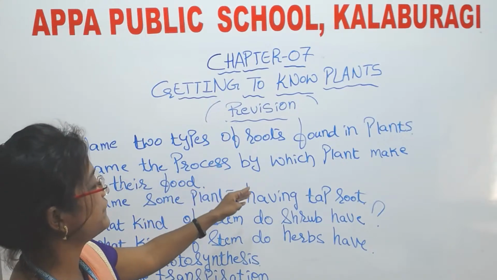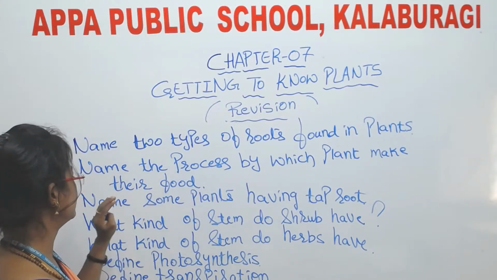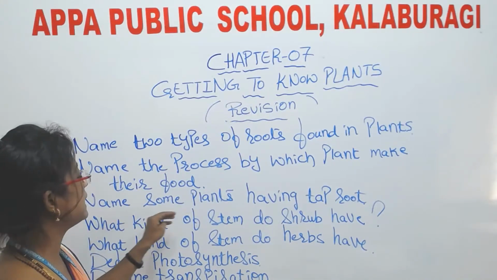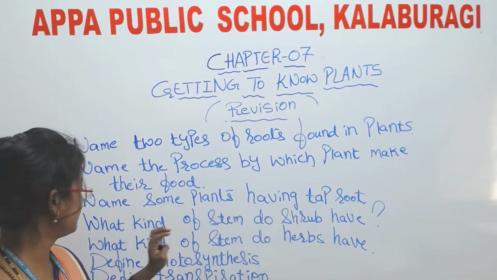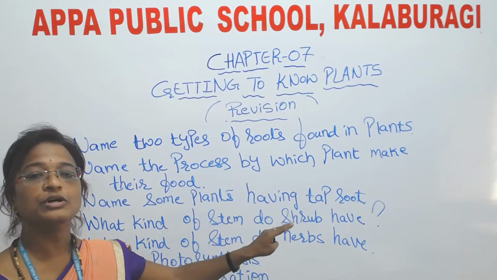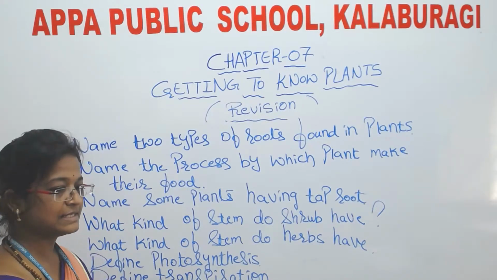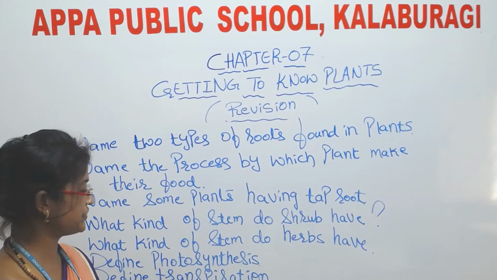Name two types of roots found in plants. Name the process by which plants make their food. Name some plants having taproot. What kind of stem do shrubs have? What kind of stem do herbs have? Define photosynthesis and define transpiration.